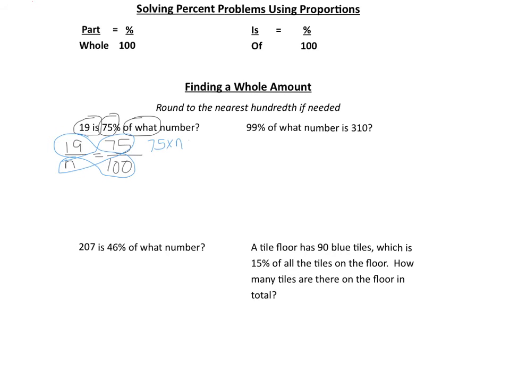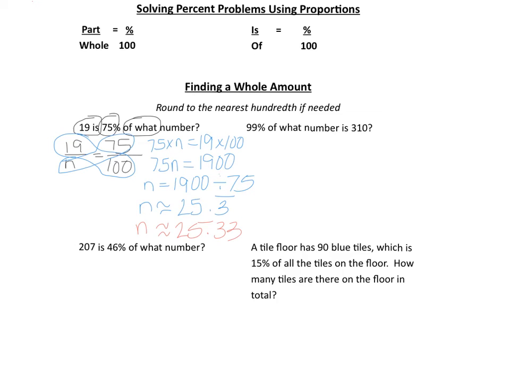75 times n is equal to 19 times 100. 75 times n is 75n. 19 times 100 is 1900. We then need to divide the 1,900 by 75. And we get that n is approximately 25.3 repeating. We're told to round to the nearest hundredth, so n is approximately 25.33.